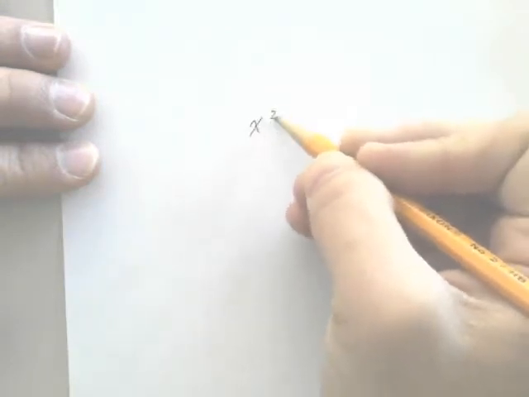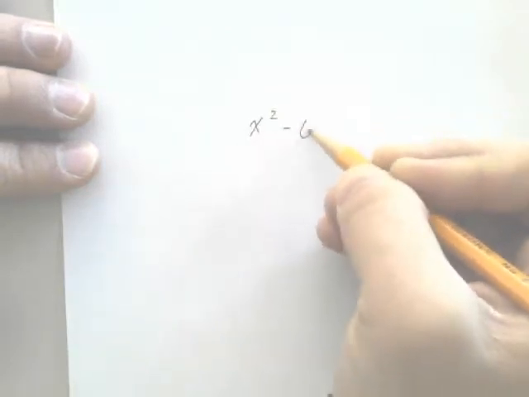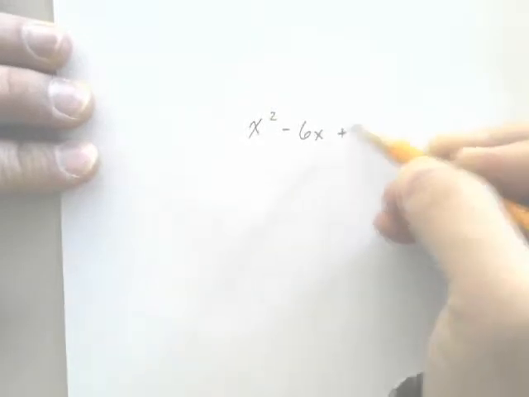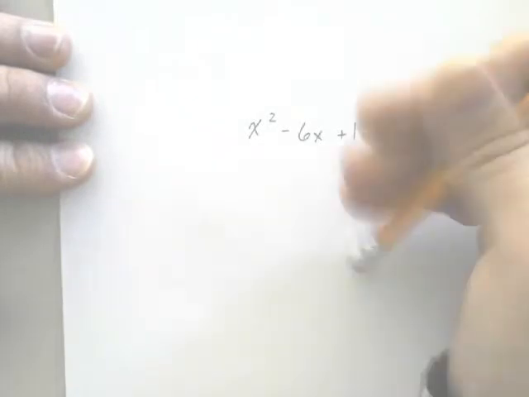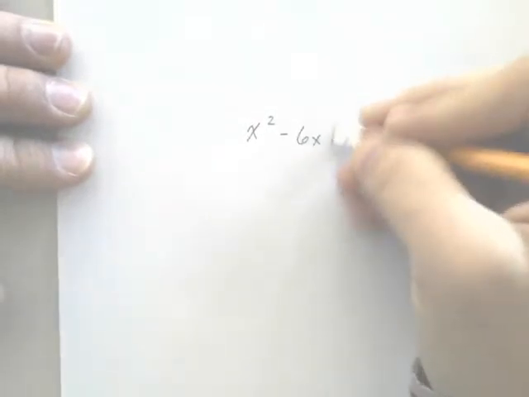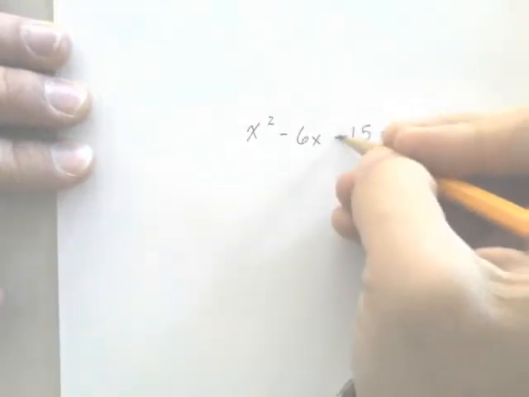So in this video, we're going to learn how to solve equations by completing the square. So let's say, for example, I have an equation x squared minus 6x plus 15 equals 0. Actually, let's change that to minus 15 equals 0.